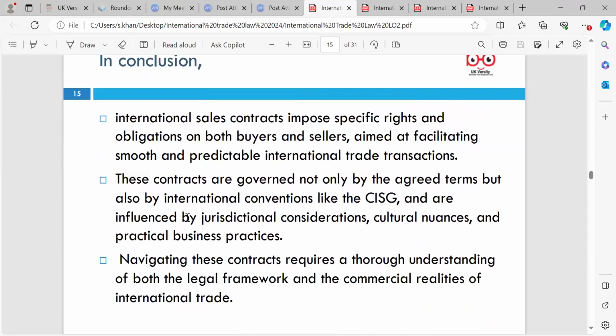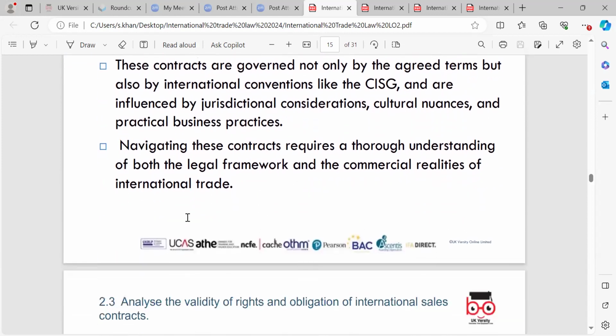So international sales contracts impose specific rights and obligations on both buyers and sellers aimed at facilitating smooth and predictable trade transactions. Contracts are governed not only by the agreed terms, but also by international conventions like the CISG, and are influenced by the jurisdiction, considerations, cultural nuances, and practical business practices.